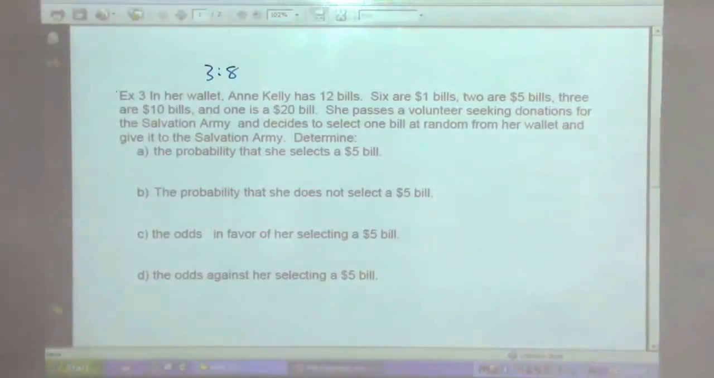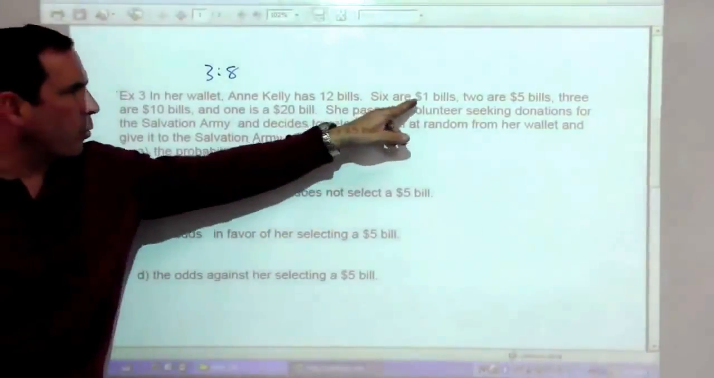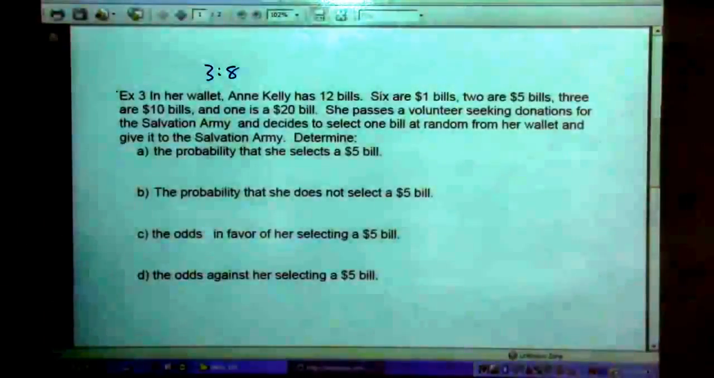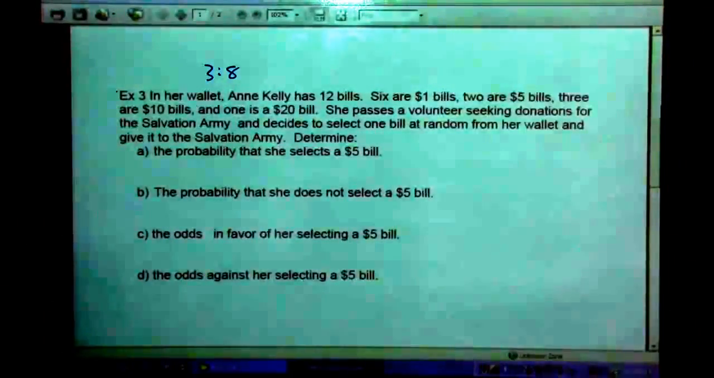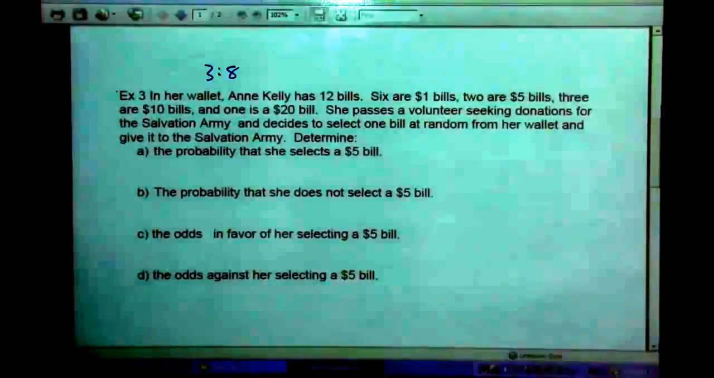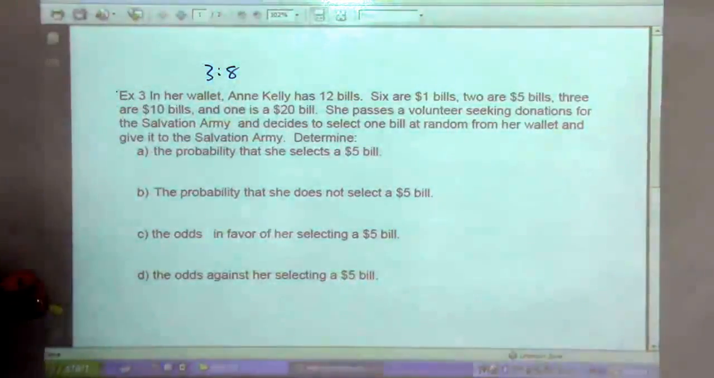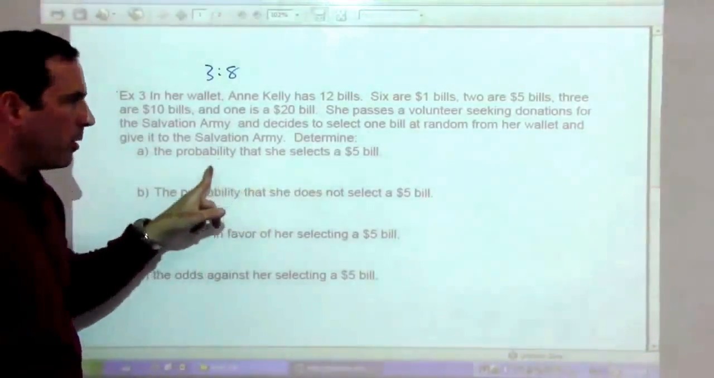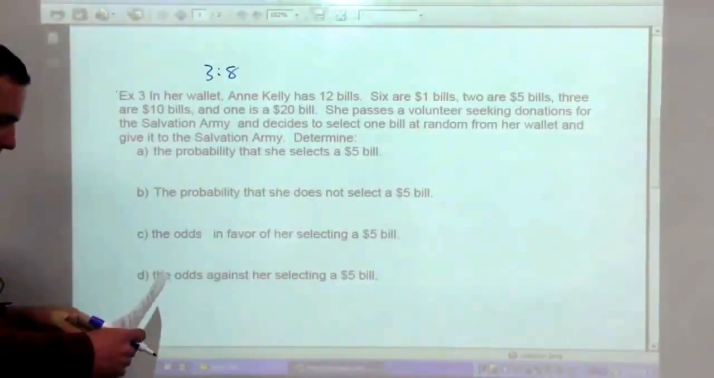In her wallet, Ann Kelly has 12 bills. 6 are $1 bills, 2 are $5 bills, 3 are $10 bills, and 1 is a $20 bill. She passes a volunteer seeking donations for the Salvation Army and decides to select one bill at random from her wallet and give it to the Salvation Army. Determine the probability, this is different than odds, that she selects a $5 bill.